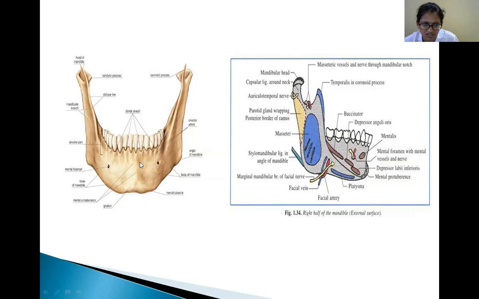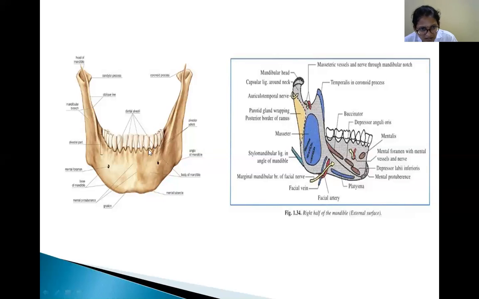This incisive fossa gives attachment to a few slips of the mentalis muscle and a few slips of the orbicularis oris muscle. This is the incisive fossa.